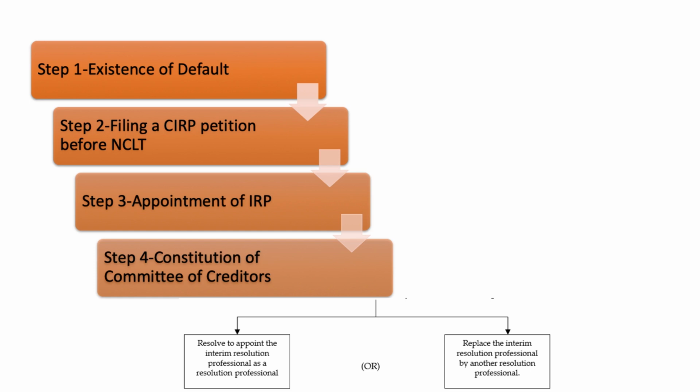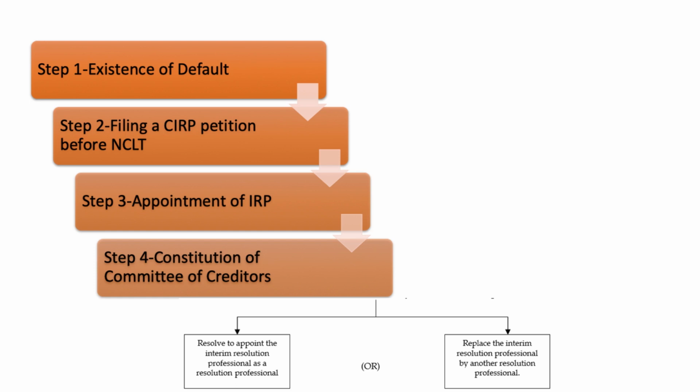The COC shall comprise all financial creditors, who will have voting rights in proportion to their claims. Where the debtor company has no financial creditors, then the IBBI shall specify the constitution, composition and powers of the COC. The IRP shall conduct the first meeting of the COC within 7 days of its constitution.